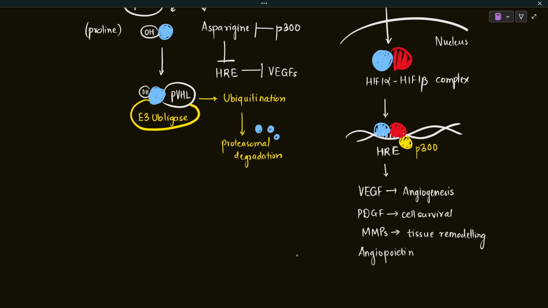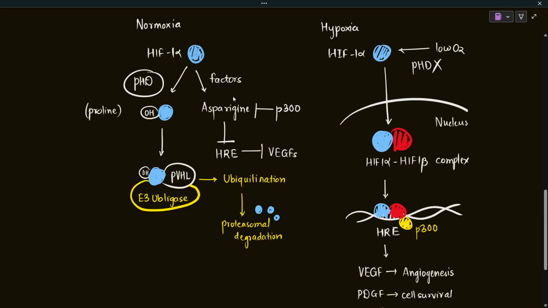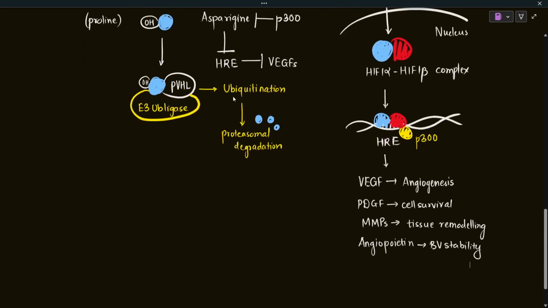Okay, this is critical for blood vessel maturation and stability. So this is going to provide the stability to blood vessels. Okay, so the expression of all of those factors is quite important for the survival of the cells under the hypoxic conditions. Okay, so this is how the HIF-1 factor is regulated under the normal and hypoxic conditions.